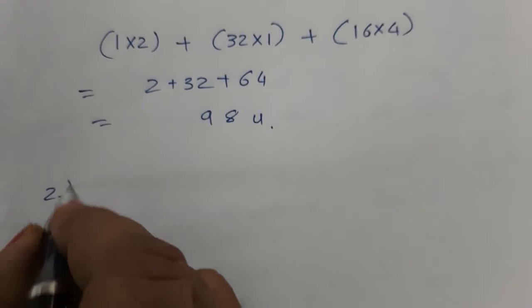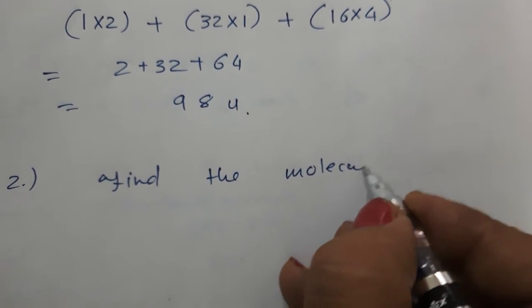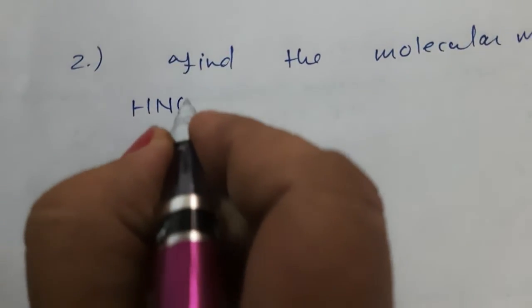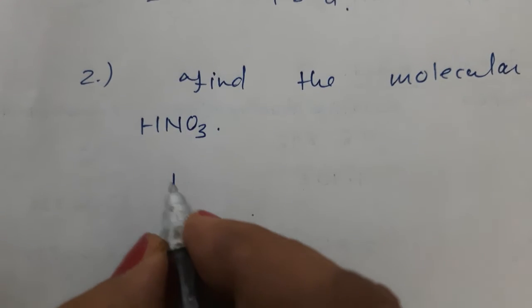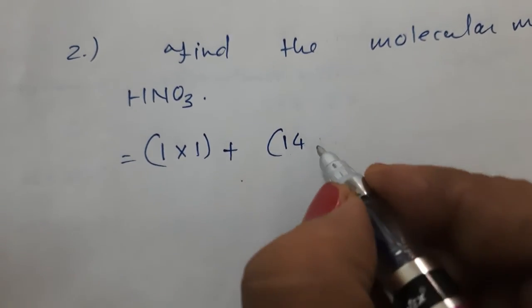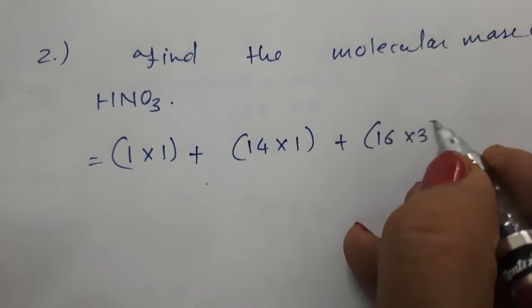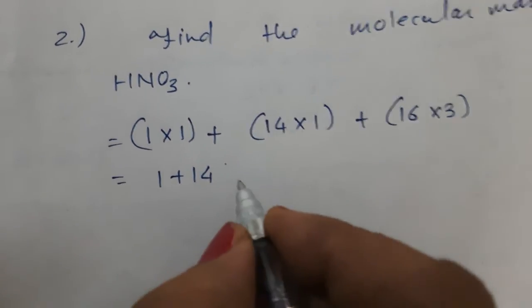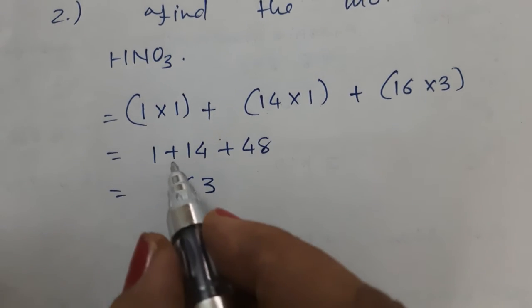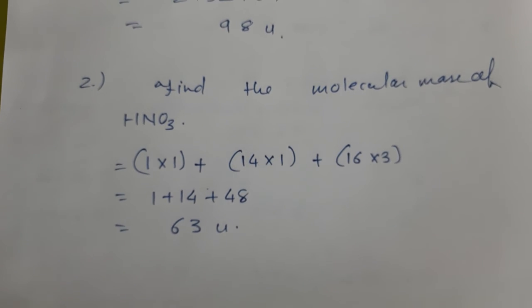Second example we can take, find the molecular mass of HNO3. Okay, so 1 of hydrogen into 1 because one atom is there, plus 14, the atomic mass of nitrogen, into 1, plus 16, the atomic mass of oxygen, into 3. So it will become 1 plus 14 plus 48 is equal to 63 U. So in this way you understand how to find the molecular mass.